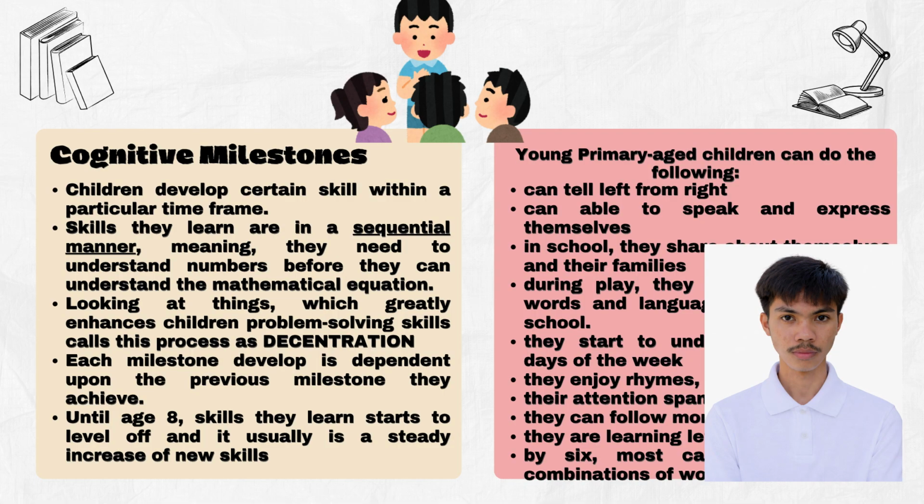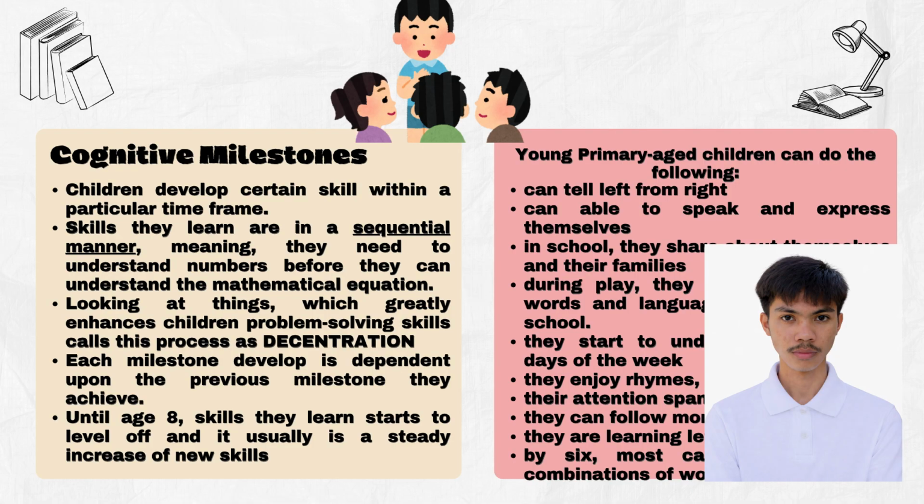We will now proceed to cognitive milestones. So cognitive milestones represent a roadmap of how a child's brain develops the ability to think, learn, and solve. Children develop certain skills within a particular time frame. Skills they learn are in a sequential manner, meaning a strict order in which children acquire new knowledge or abilities. So they need to understand numbers before they can understand the mathematical sequence.